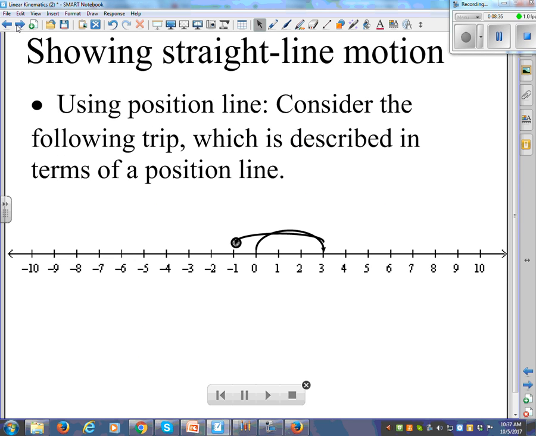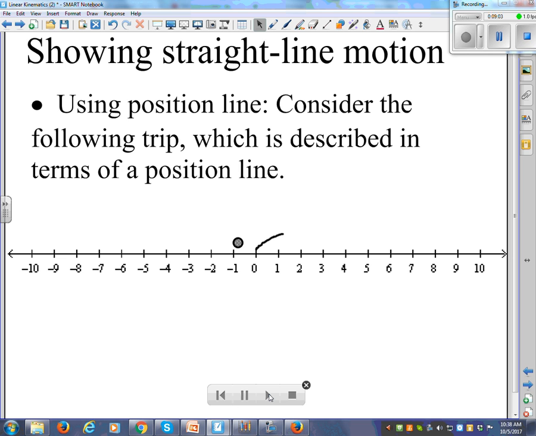Okay, so how can we show straight line motion? Consider the following trip, which is described in terms of a position line. Now, I spent hours with my little animation here, so make sure you watch it and say, ooh. Hours? Well, fractions of an hour. Pretty exciting, eh?